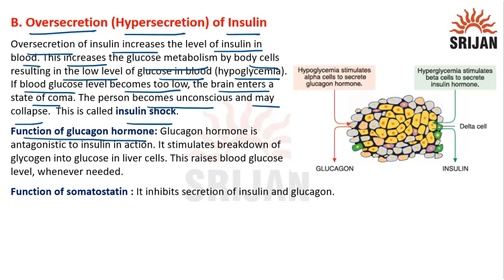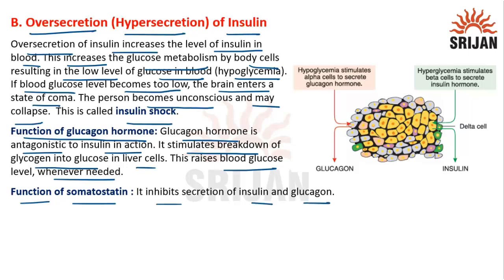Function of glucagon hormone. Glucagon hormone is antagonistic to insulin in action. That means they behave in opposite manner. It stimulates breakdown of glycogen into glucose in liver cells. This raises blood glucose level wherever needed. Then function of somatostatin. It inhibits secretion of insulin and glucagon.